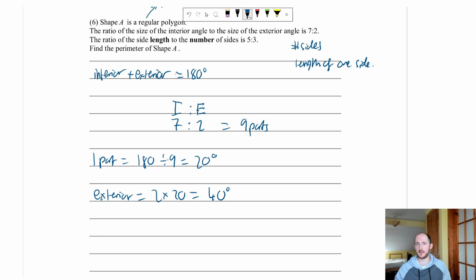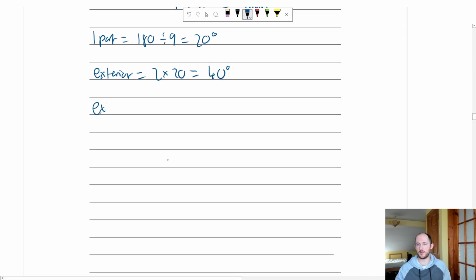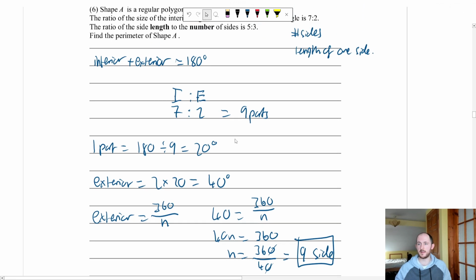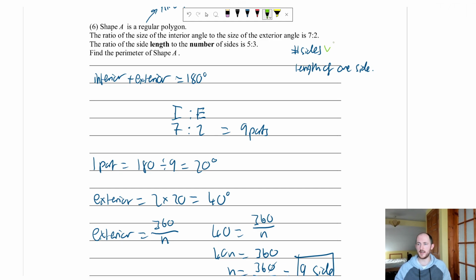And remember that equation I mentioned. So the exterior angle of any polygon is just 360 divided by the number of sides. So I know that this is 40, so 40 equals 360 over n. So 40n equals 360. So n is equal to 360 over 40, which is, so knock off the zeros, 36 divided by 4, 9-sided shape. So I've got the first piece of information that I needed. I've got the number of sides.